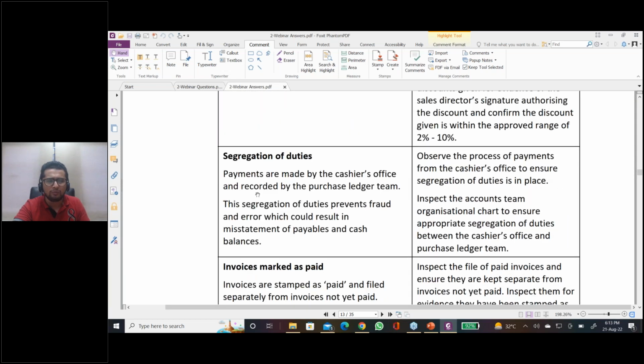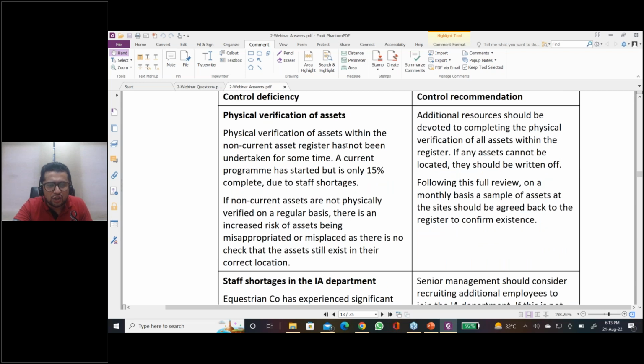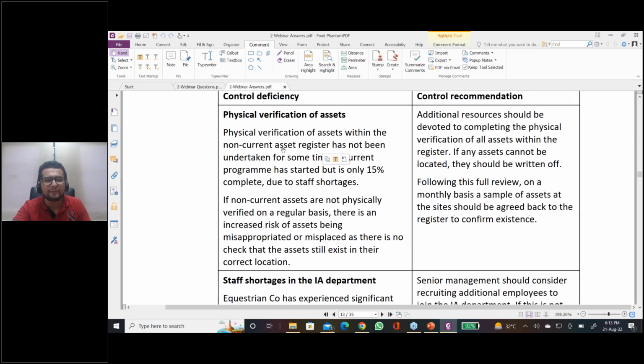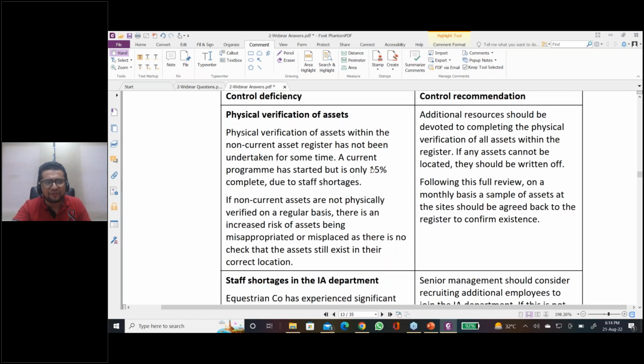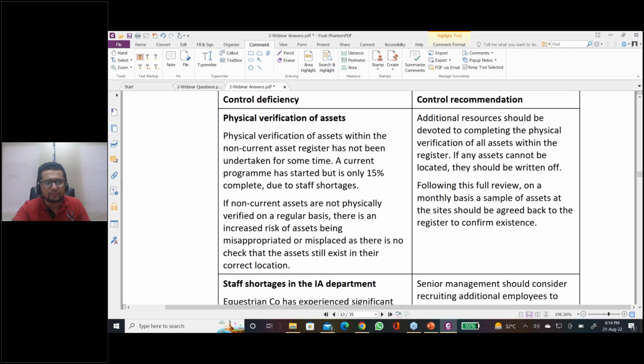Let me show you how. Physical verification of assets within the non-current asset register has not been undertaken for some time. A current program has started, but only 15% is complete due to staff shortage. So this is going to give you half mark, and you have identified and you have copied it all from the question itself. Now you have to explain it.